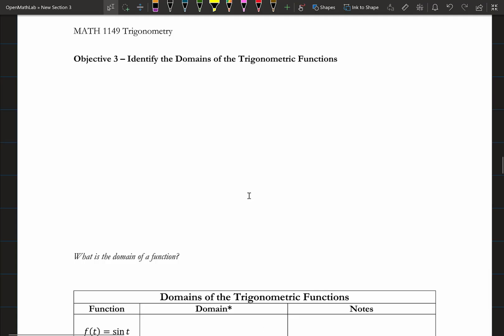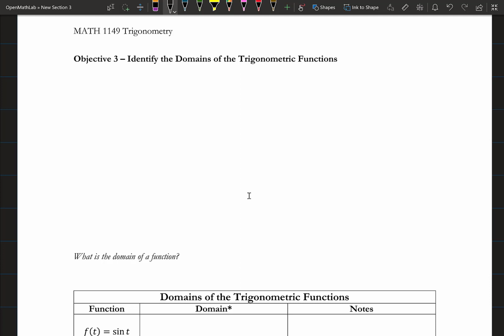Alright, so this is the second video, part B, for the 5.4 notes. We left off, we're ready to start objective 3, which is identifying domains of the trigonometric functions. It's just some things to think about.